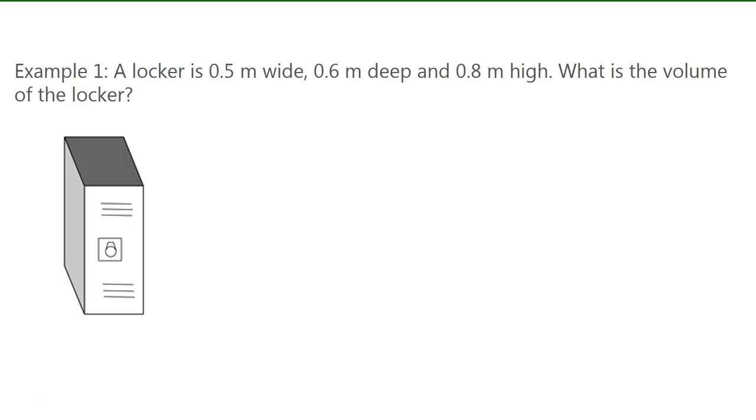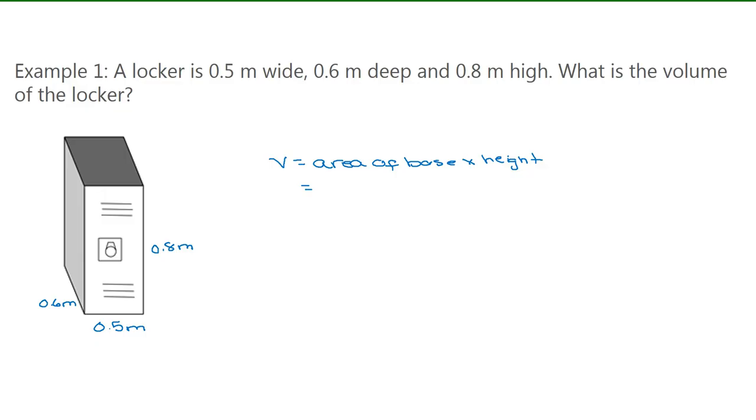So example 1. A locker is 0.5 meters wide, 0.6 meters deep, and 0.8 meters high. What is the volume of the locker? So it is 0.5 meters wide, 0.6 meters deep, and 0.8 meters high. So now the formula we just learned was area of the base times the height.